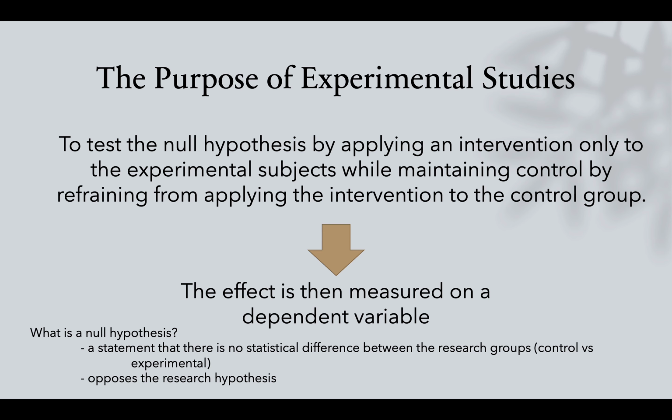The purpose of experimental studies is to test the null hypothesis by applying an intervention only to the experimental subjects while maintaining control. This happens when the researcher refrains from applying the intervention to the control group. The effect of this intervention is then measured on a dependent variable.